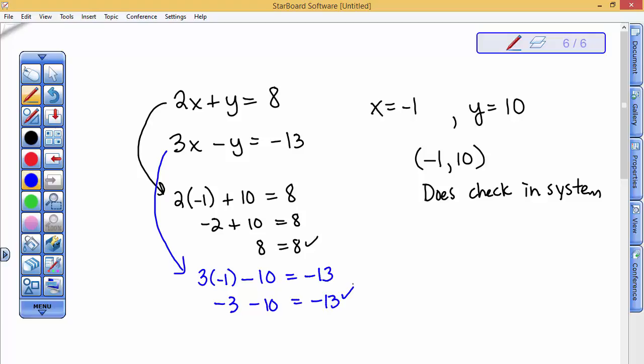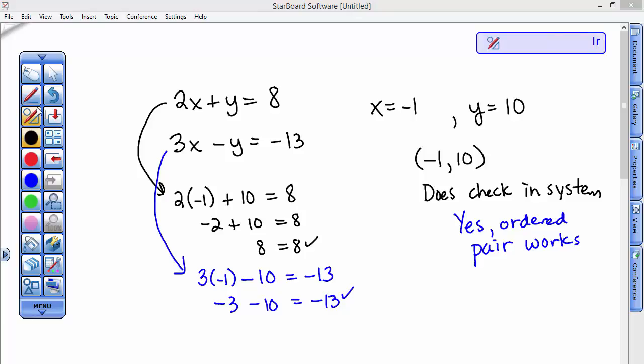And if I were to have graphed it, the two lines, the ordered pair works. X is -1, y is 10, way up here. So those two lines might look something like this. They might intersect right there, where x is -1 and y is 10, when we get ready to graph those.